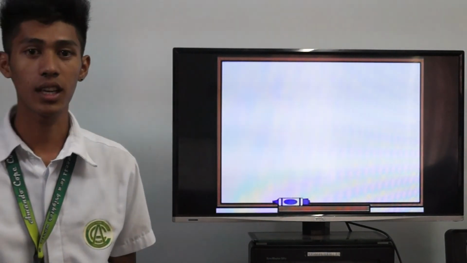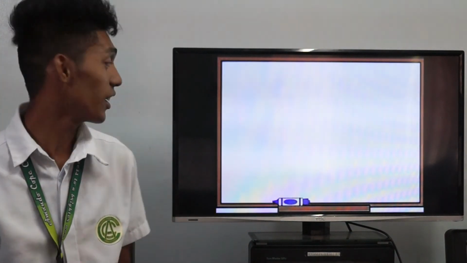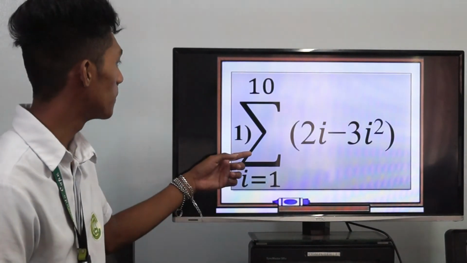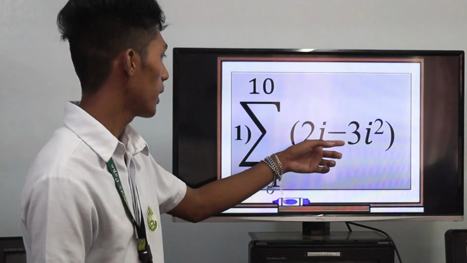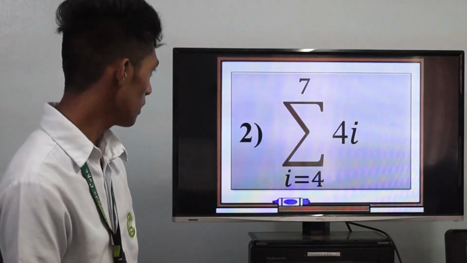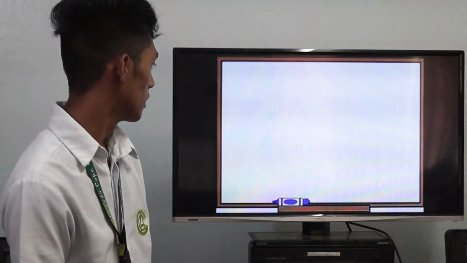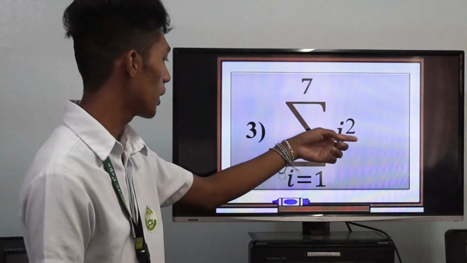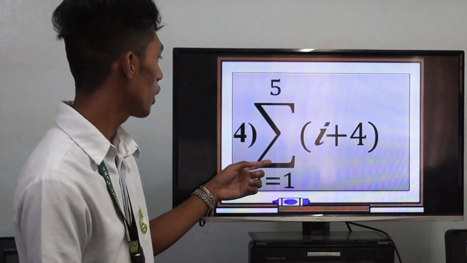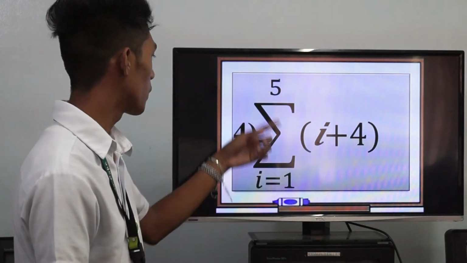But before I end the discussion, I will give you an exercise to test that you really learned from us. Evaluate the following. Number 1, summation of the quantity 2i minus 3i squared where i runs from 1 to 10. Number 2, summation of 4i where i runs from 4 to 7. Number 3, the summation of i squared where i runs from 1 to 7. Number 4, the summation of the quantity i plus 4 where i runs from 1 to 5.